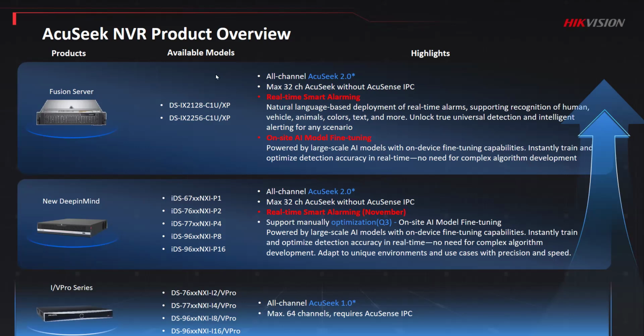We also have the Fusion server, which is a bit more expensive. You can see there up to 128, the other one 256 channels. Also 32 channels of HikSeek, but it has real-time smart alarming as well as on-site AI model fine-tuning, which means it will start learning, instantly train and optimize alarms, getting more accurate alarms on your sites. The DeepInMind NVR also has fine-tuning, but unfortunately this is manual fine-tuning. Okay, so these are the required products for HikSeek: the IV Pro, the new DeepInMind without HikSense, and then the Fusion server.